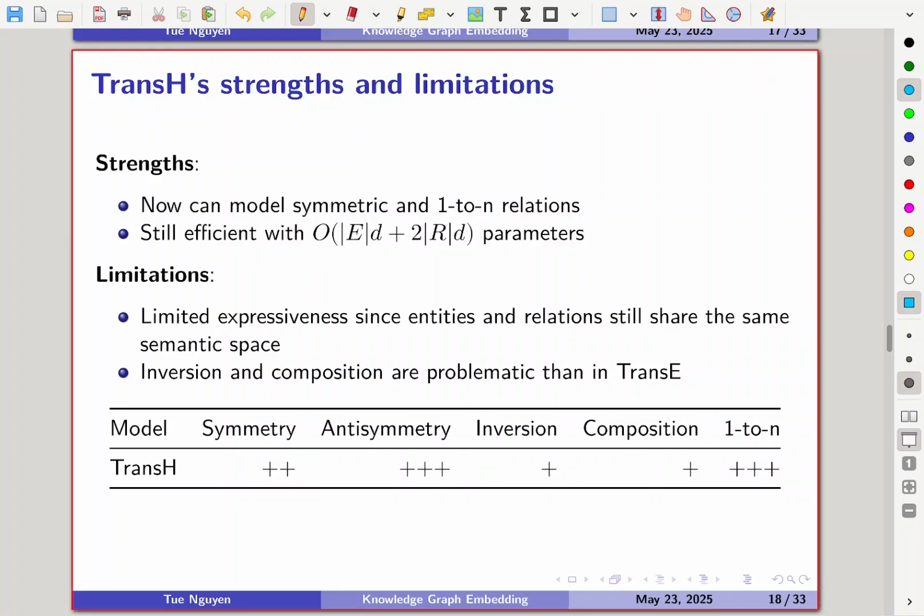The second advantage is that it's still efficient because we only introduce a little constant 2 into the complexity. However, TransH still has some limitations. The first one is about expressiveness, because the entity and relation still share the same semantic space, R^d. And inversion and composition are now more problematic than in TransE, because there's no explicit mechanism to enforce that we can jump from one hyperplane to another hyperplane.